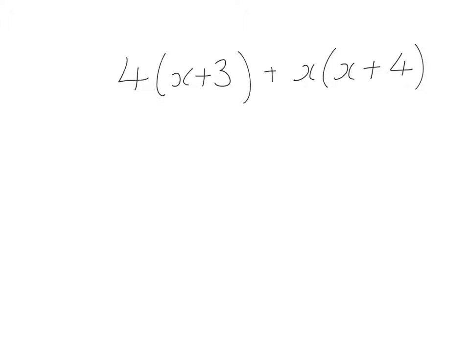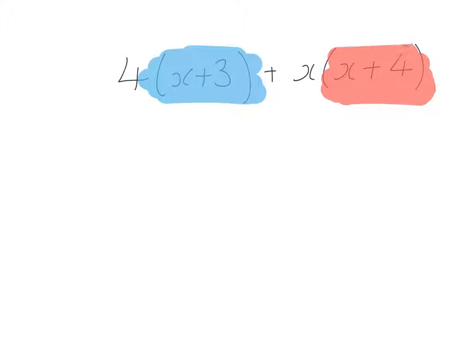Okay, in this final example, we've got two different sets of brackets, but we still follow through the same procedure. There's just a few things to note. The number in front of the bracket multiplies only the thing inside that bracket. So the 4 only multiplies this thing here. The x only multiplies this thing here. So we need just to make sure we multiply out the brackets properly before we go any further.